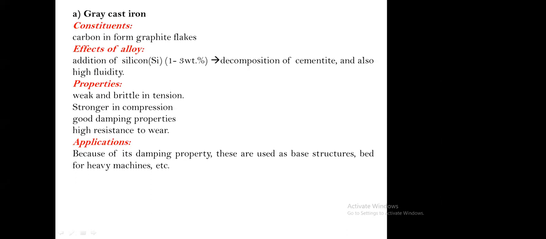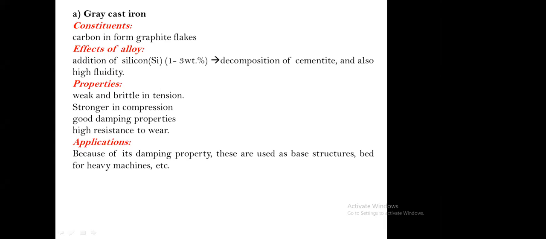Now we will talk about the properties of gray cast iron. Due to graphite flakes, gray cast iron is weak and brittle in tension, and stronger in compression. However, it possesses good damping property. It also shows high resistance to wear. As I told you, because it possesses good damping property, we use gray cast iron material for the base structure, bed for heavy machines, etc.